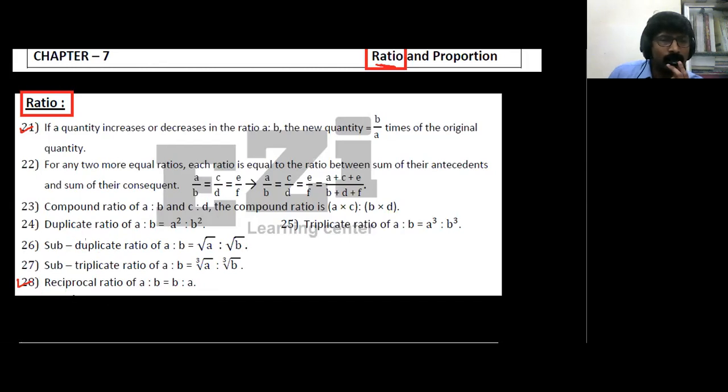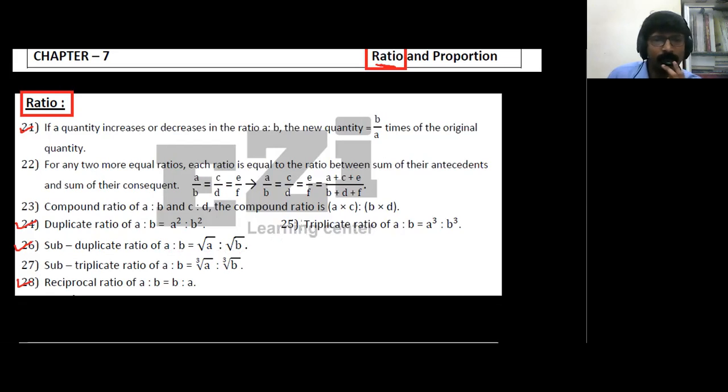What is duplicate ratio? Duplicate ratio is, if A is to B, then the duplicate will become A square is to B square. Duplicate means A will get multiplied by A, so it becomes A square. B will get multiplied by itself, so it will become B square. Subduplicate, it will get root, like A is to B will become root of A is to root of B.